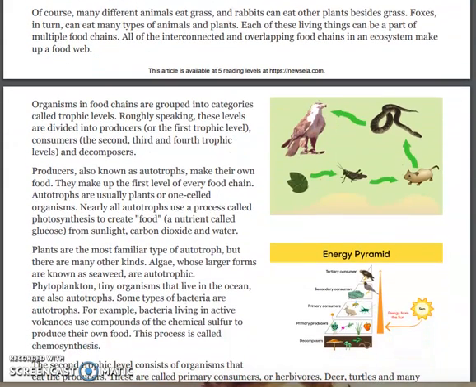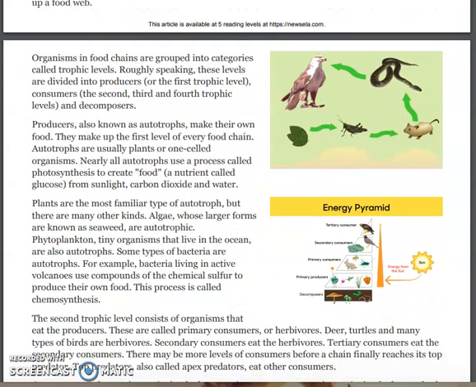Organisms and food chains are grouped into categories called trophic levels. Roughly speaking, these levels are divided into producers, or the first trophic level, consumers, the second, third, and fourth trophic levels, and decomposers. Producers, also known as autotrophs, make their own food. They make up the first level of every food chain. Autotrophs are usually plants or one-celled organisms.